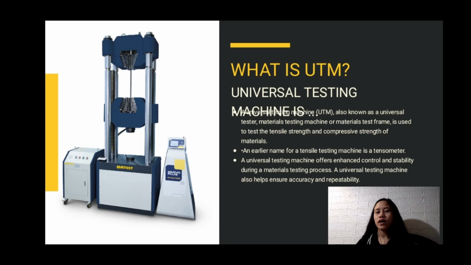So, next po, an earlier name for tensile testing machine is a tensometer. So, sabi ko nga po kanina, UTM offers a lot of things. It can be used to assess the strength of materials. It also offers enhanced control and stability during a material testing process. And it also helps ensure accuracy and repeatability. So, para po mas maintindihan pa po natin kung ano yung universal testing machine, here's a video po.